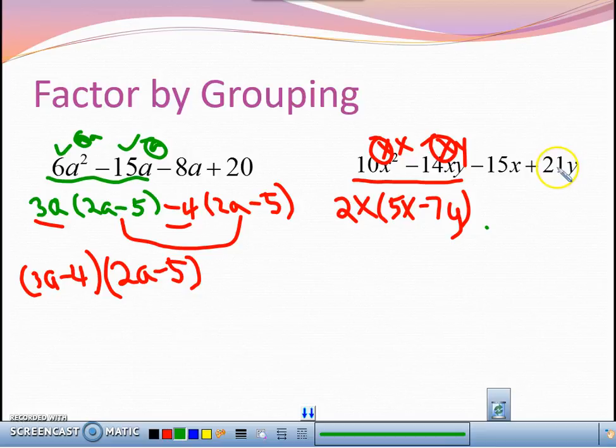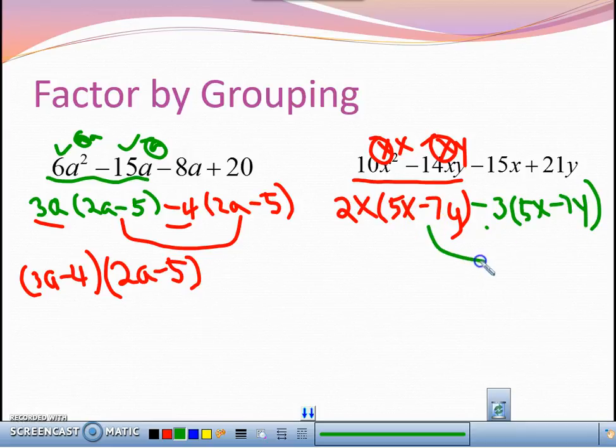15 and 21, their GCF is 3. Negative. So you're going to put the negative sign. You have a negative sign here, so you're going to put the negative sign here in front of 3. And then negative 15 divided by negative 3 is positive 5x. Positive 21 divided by negative 3 is negative 7y.